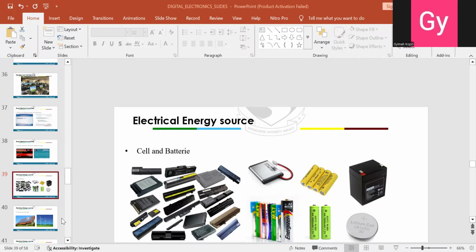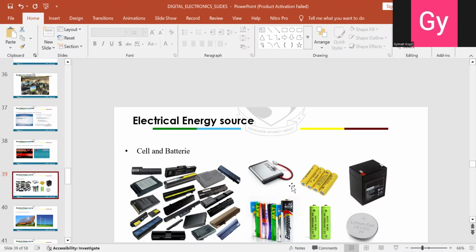Okay, this is another critical portion of our course because in every electrical circuit design, there's something you cannot do away with. That is the electrical energy source. So the course itself is mounted on electrical energy, so we have to know how we get our electrical energy. There are various means of getting this energy. We have batteries and cells.